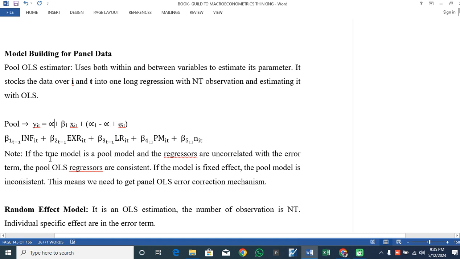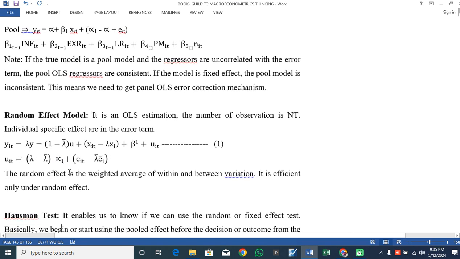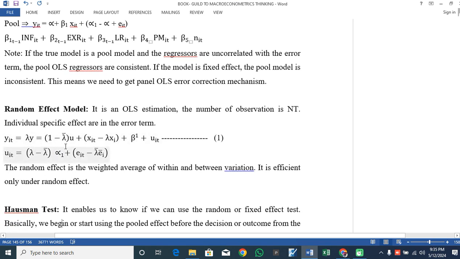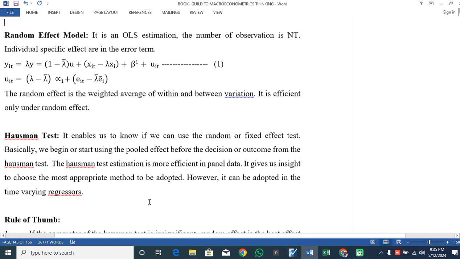Then note, if the true model is a pooled model and the regressors are uncorrelated with the error term, the pooled OLS estimators are consistent. If the model is fixed effects, the pooled OLS model is inconsistent. This means we need panel OLS error correction mechanisms. So basically, the random effects model is expressed as this, while the fixed effects model is expressed as previously shown. So this is how panel data models are built in econometrics.